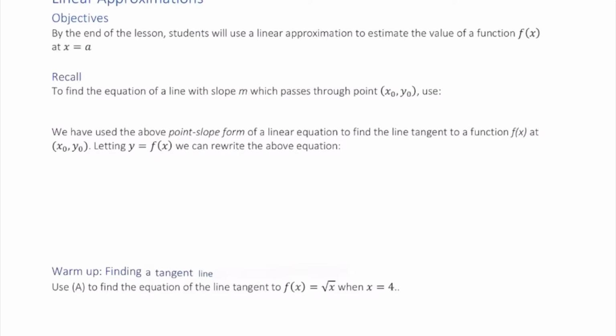On linear approximations. By the end of the lesson, you will use linear approximations to estimate the value of a function at a given point. So let's review a little algebra first.